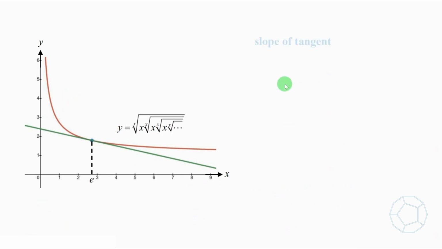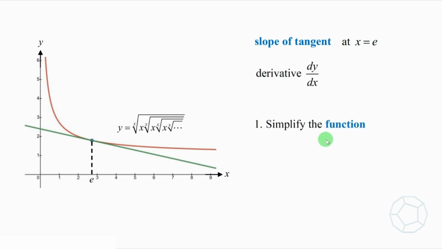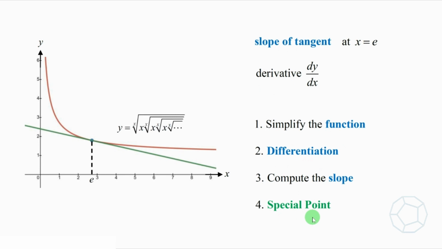Today we're going to find the slope of the tangent of this interesting graph at the point x is equal to e. That is, to find the derivative of the function. I'm going to show you how to change the form of this function, how to differentiate it, to compute the slope, and we shall look at a really special point of the graph as a bonus.